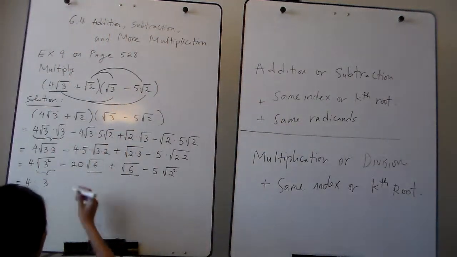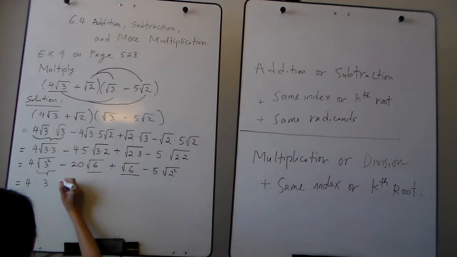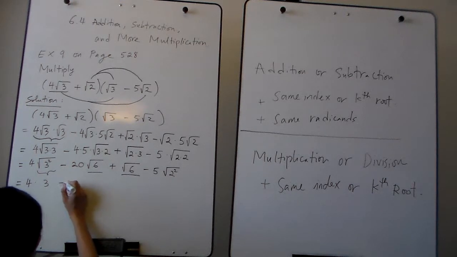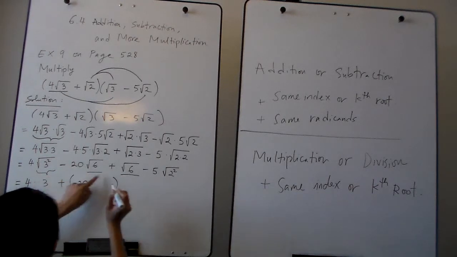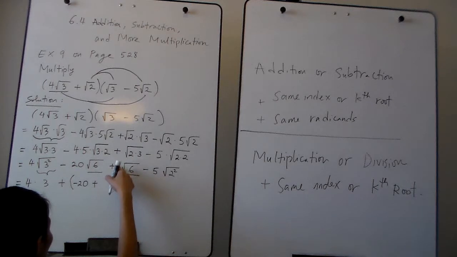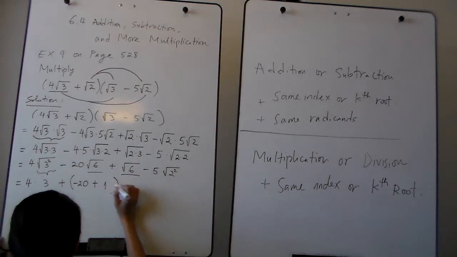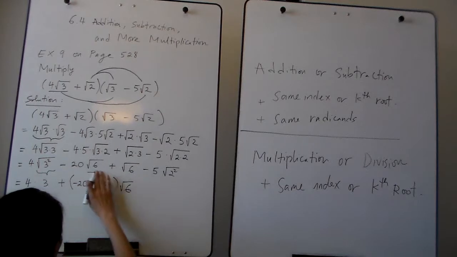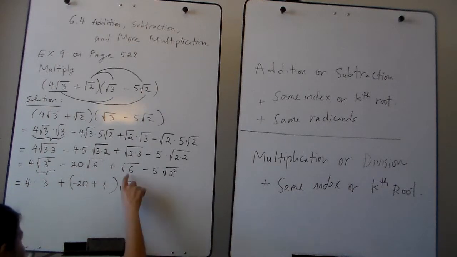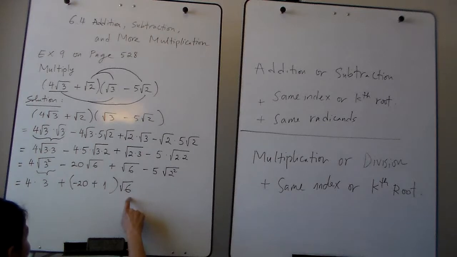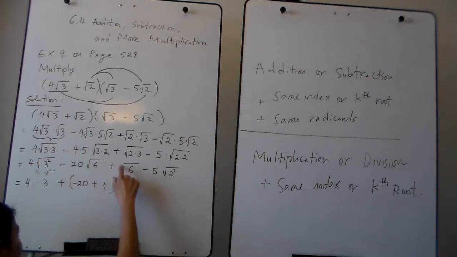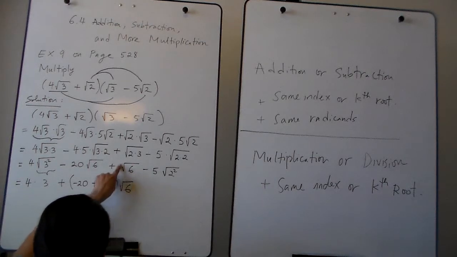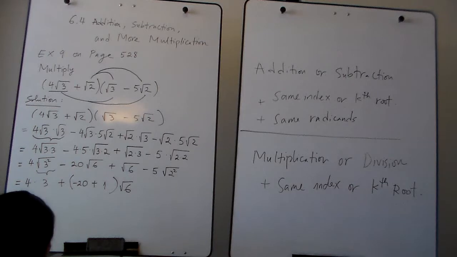So I'm going to combine these two. So I'm going to have negative 20 plus, you don't see any coefficient here, it is actually 1, okay? Root 6. So basically I'm factoring out square root 6. The remaining is negative 20 plus 1. 1 is the coefficient of square root of 6. You don't see it, but it's there. Okay? And then don't forget to put the plus here.